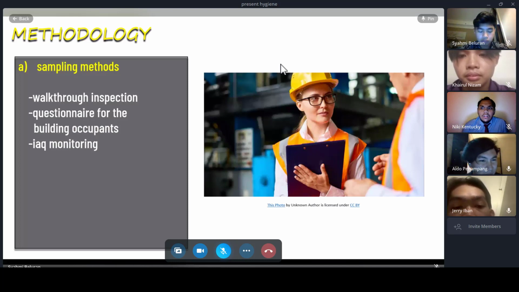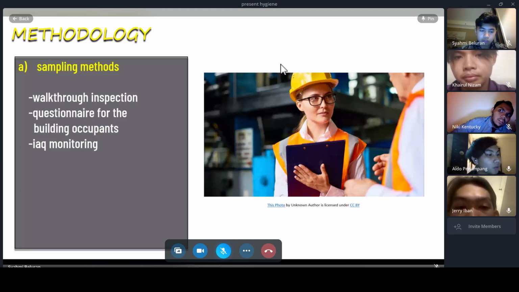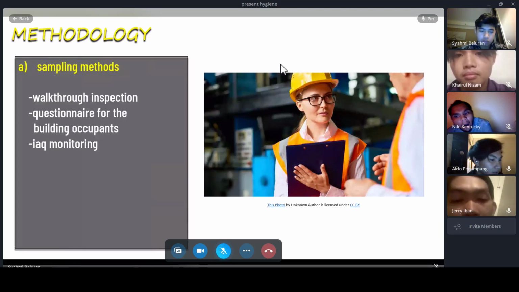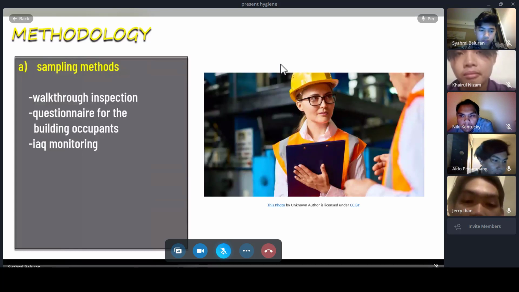So, I have explained the objective of this indoor air quality sampling. We will move on to the next part, which is methodology. The first methodology is sampling methods. These sampling methods consist of three types: walkthrough inspection, questionnaire for the building occupants, and IAQ monitoring. Firstly, what is a walkthrough inspection? To guarantee that occupants are living in a safe and comfortable environment, it is crucial to conduct a thorough examination of the indoor air quality.